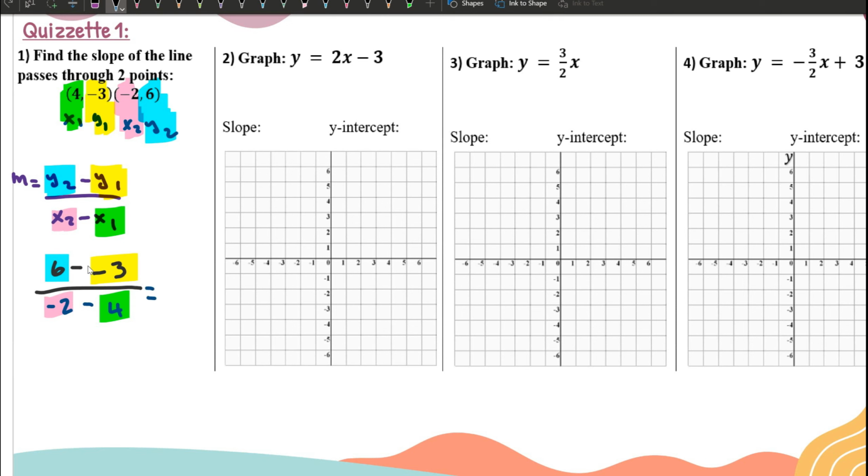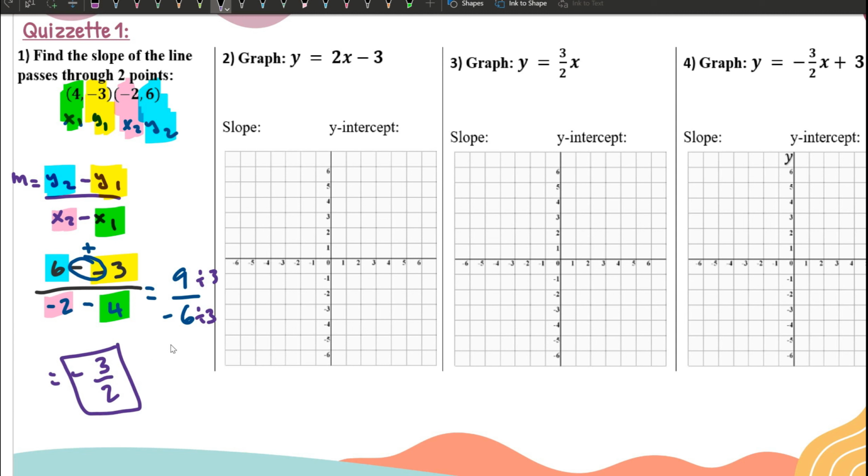Then we're going to work it out. Two negatives turn positive. So 6 plus 3 gives you 9, over negative 2 minus 4. Same sign, add them up, which is 6. Keep the sign of the larger number, which is negative 4. So that will be negative 6. Then we're going to reduce our fraction by 3. That will give us negative 3 over 2.